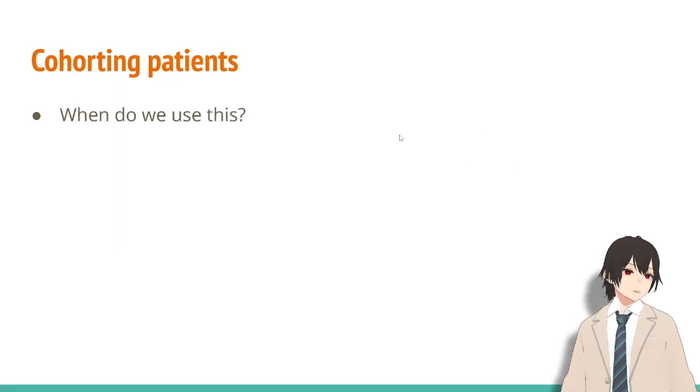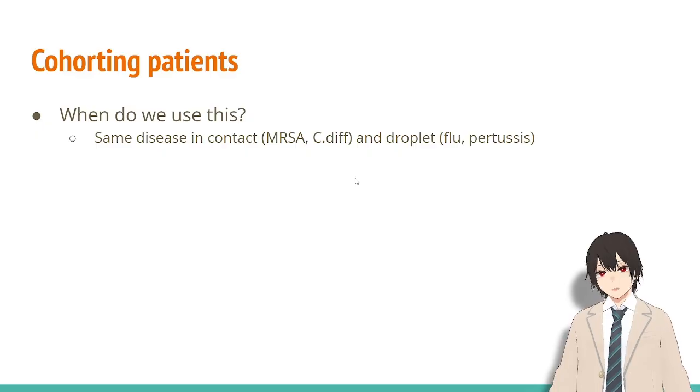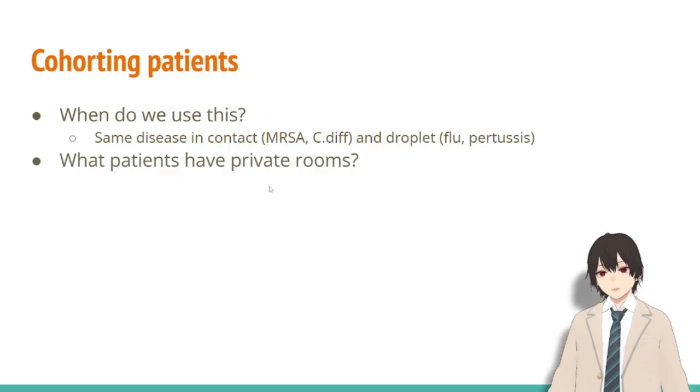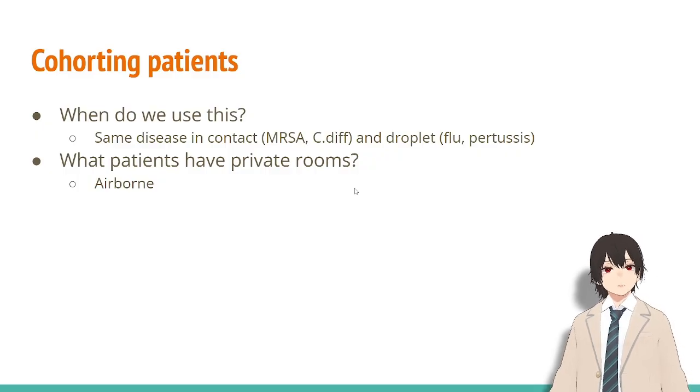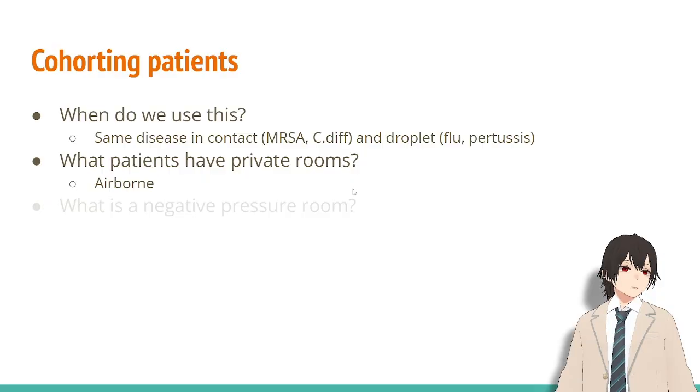Cohorting patients. So when do we use this? We can use it for patients that have similar diseases in terms of their isolation, right? Like a flu patient can be paired with another flu patient. Patients that have private rooms, though, are the airbornes. These are your COVIDs. These are everything in that on air with MTV acronym, okay?